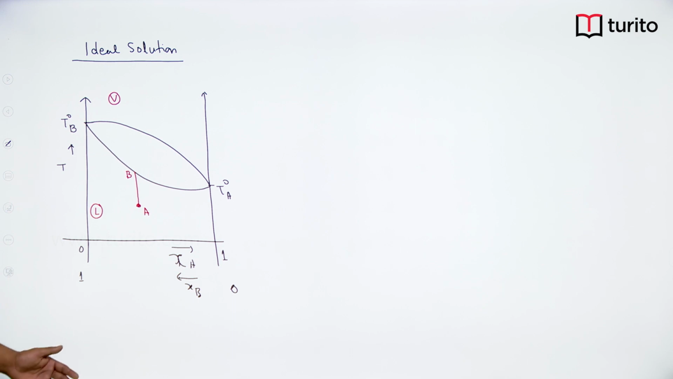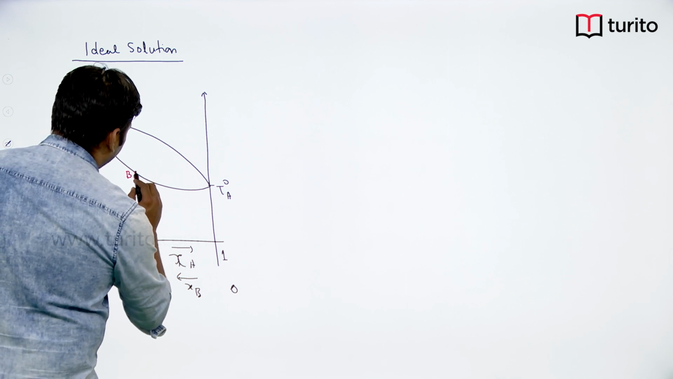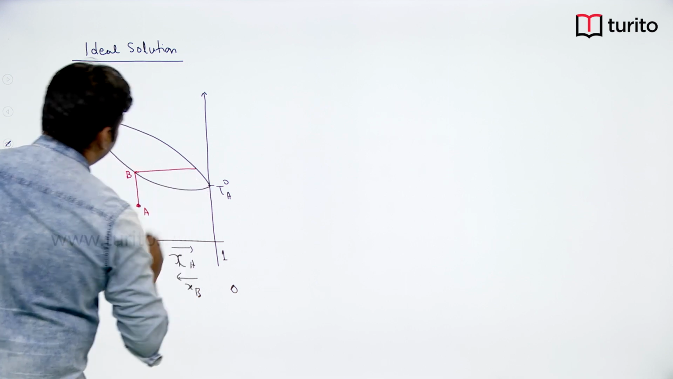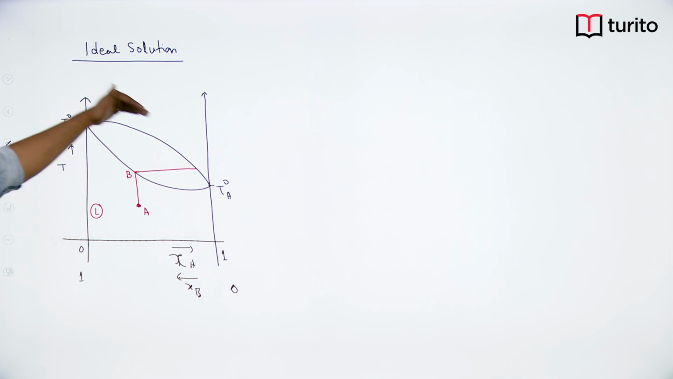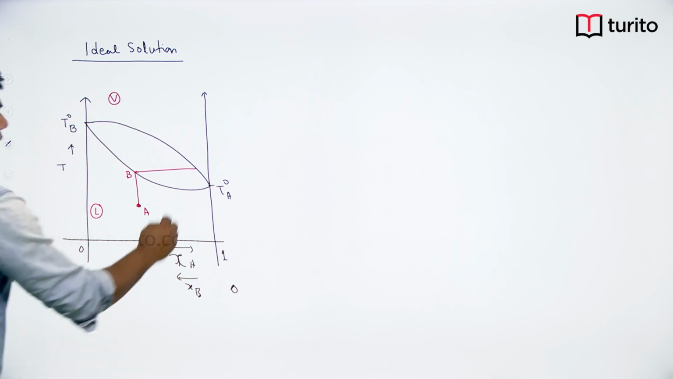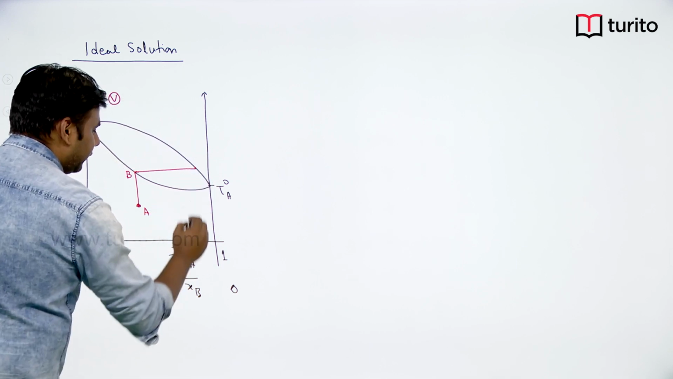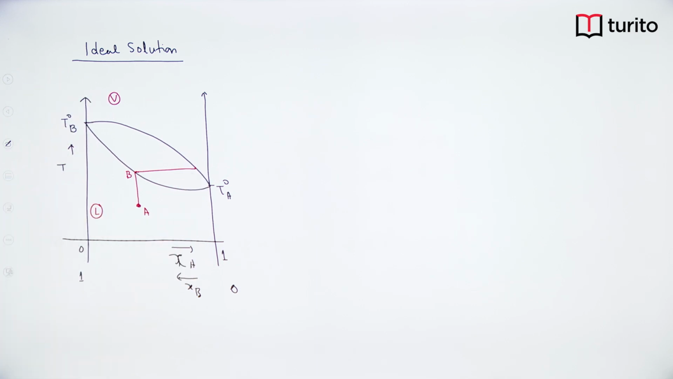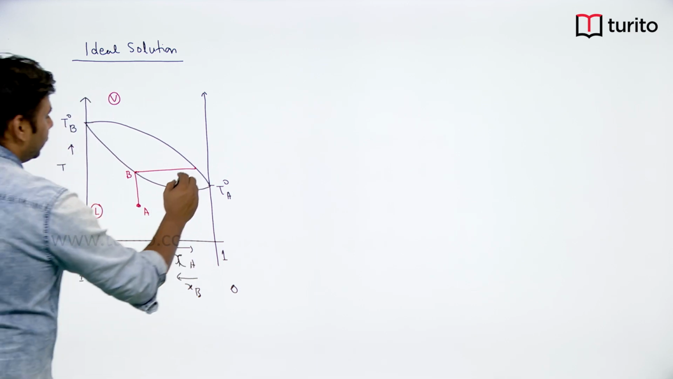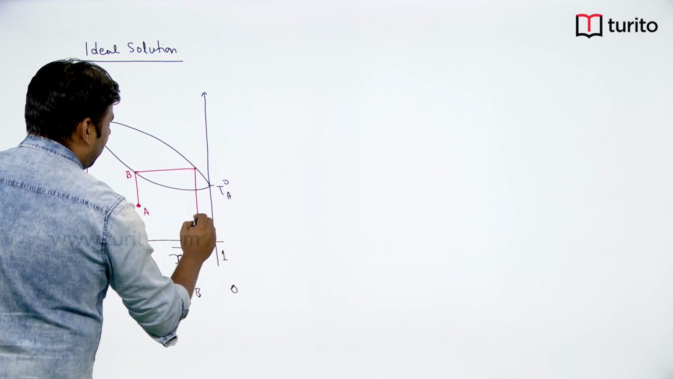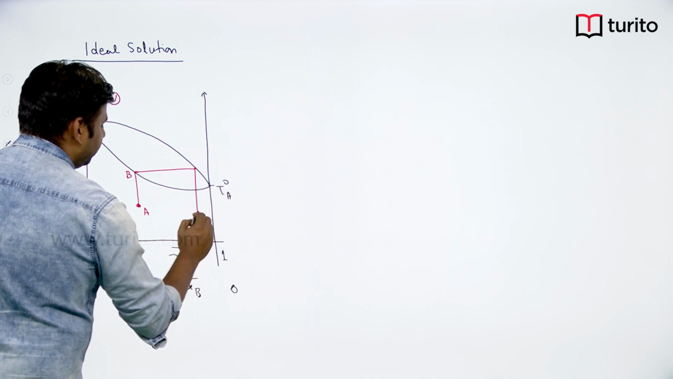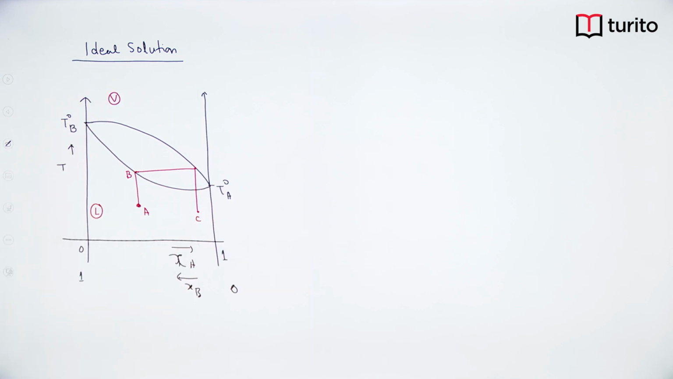Now what will be the composition of that vapor? Because this is the liquid curve, the composition of vapor cannot be found out through this. So what we are going to do is drop a perpendicular on the vapor graph. The above graph was representing vapor. If you draw the perpendicular on the composition axis, you will get the composition of the vapor. Hope this is clear to you.